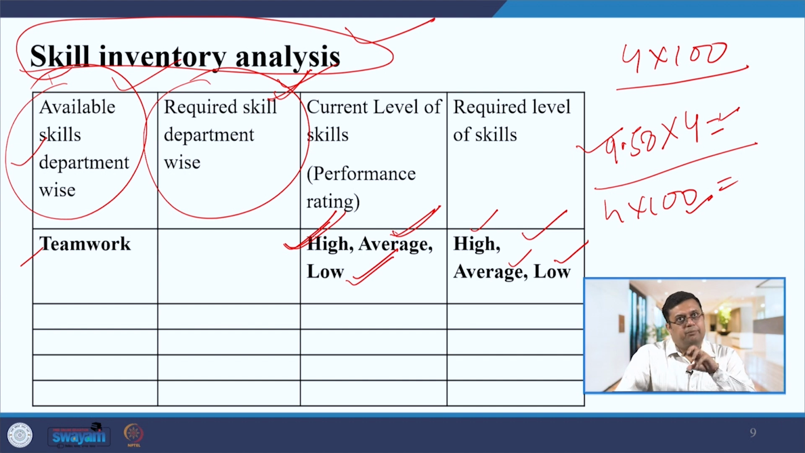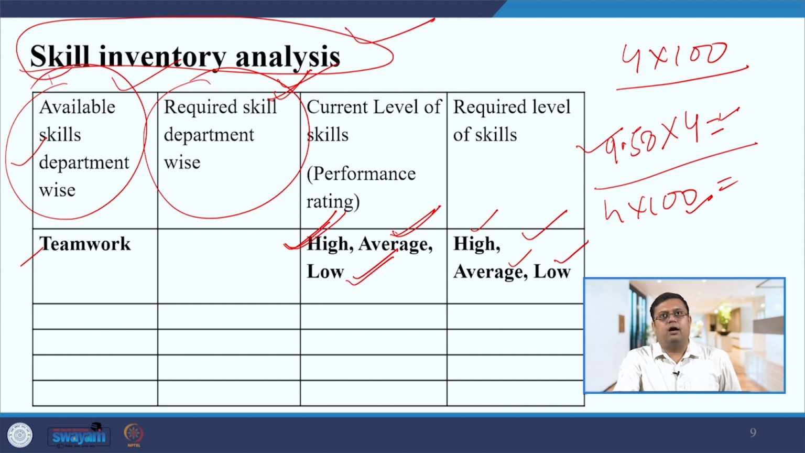On the basis of this analysis, you can also decide which training should be given first, because again you can identify the required level of skills and the current level of skills, and which one is the most important to run the department. Based on that you can identify which training should be given first, and to whom it should be given. That analysis we have already done.